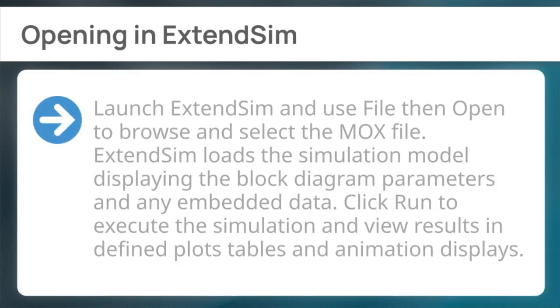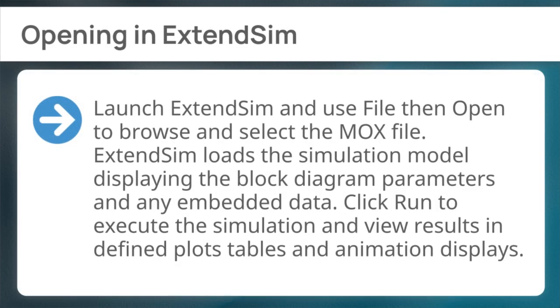First, opening in ExtendSim. Launch ExtendSim and use File then Open to browse and select the MOX file. ExtendSim loads the simulation model, displaying the block diagram parameters and any embedded data. Click Run to execute the simulation and view results in defined plots, tables, and animation displays.